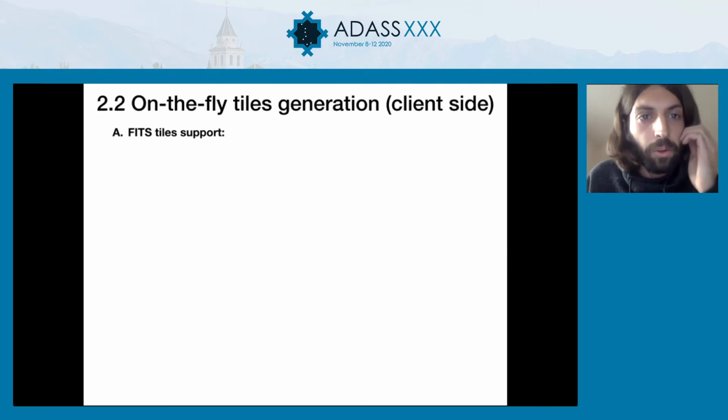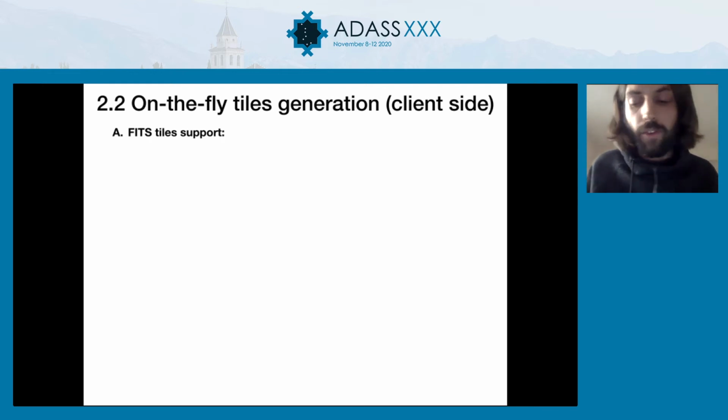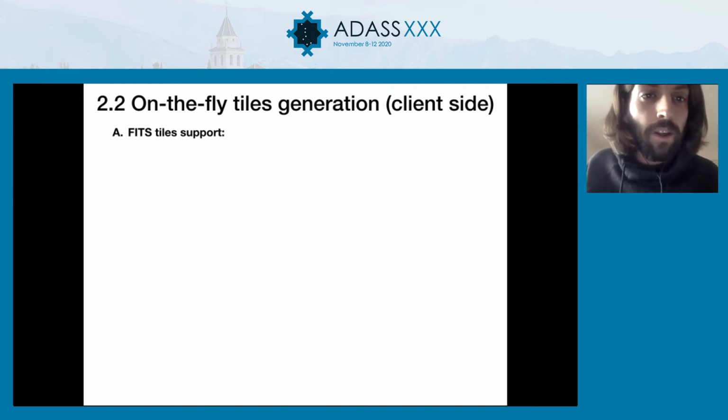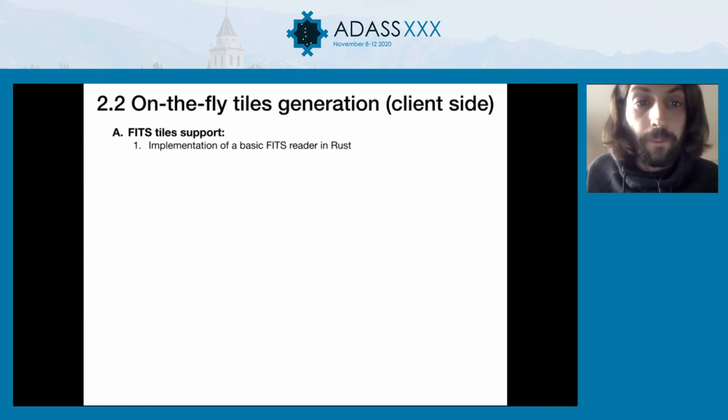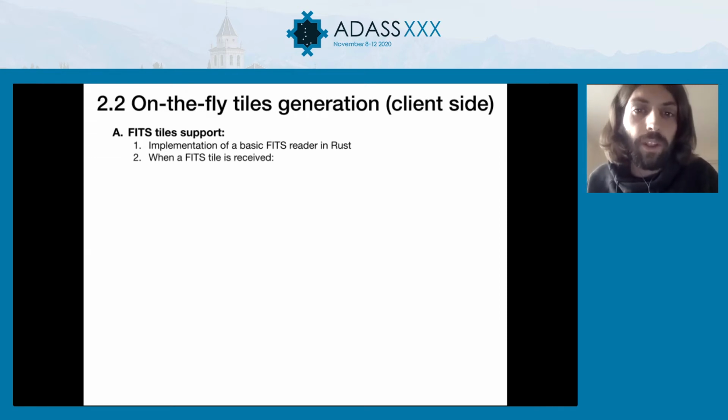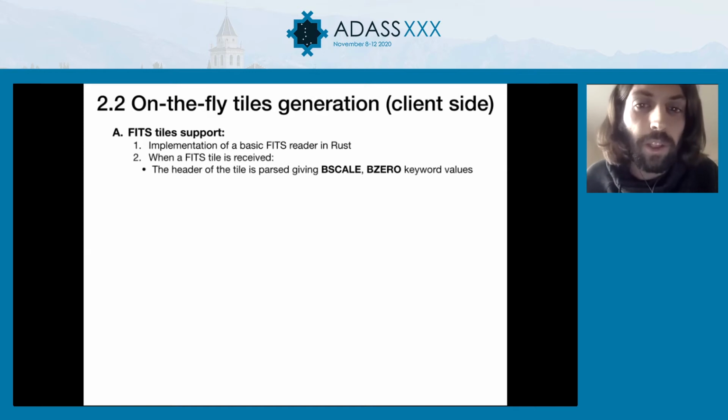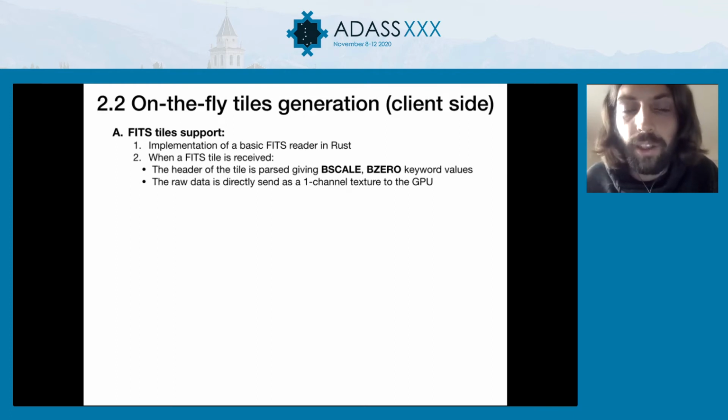Now the second big feature I want to talk about is on-the-fly tile generation. For that, we had to support FITS tiles in Aladin Lite. It wasn't the case, and so I implemented a very basic FITS reader in Rust. It is used when I receive a FITS tile. I parse the header to get the keywords, bscale and bzero. Then I also get the raw data array that I directly send to the GPU as a one-channel texture.